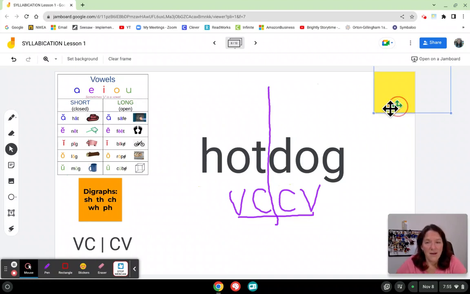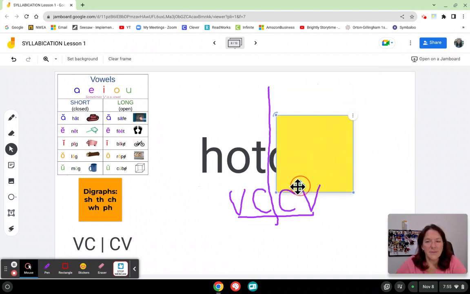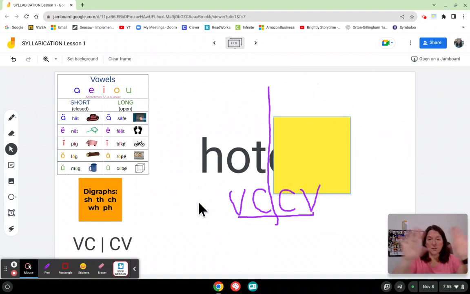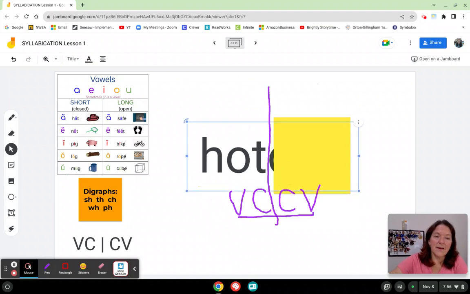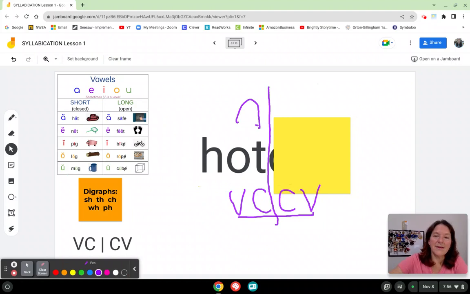Now, moving along, I'm going to cover up the second syllable so we can focus on the very first syllable. We've split this word into two syllables. Now we need to look at this one. I see, here's my vowel. After my vowel is a consonant that blocks the vowel, so I know this is closed. So I put a CL for closed.